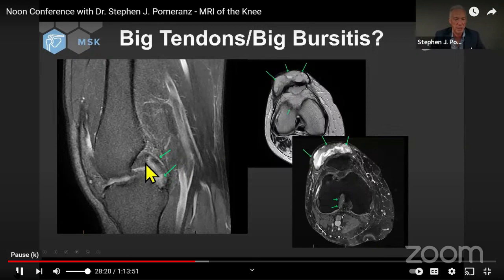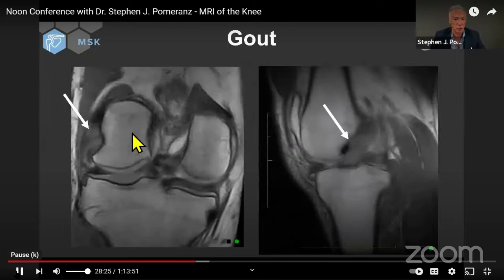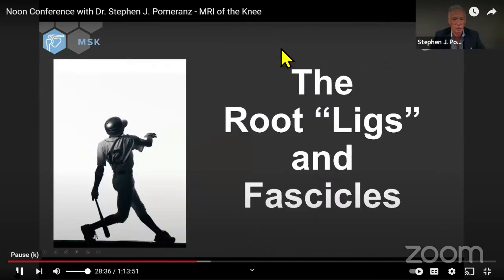He's got a big ligament. He's also got a big tendon. The popliteus tendon is buried in all of this inflammatory tissue, and the ACL is buried in all of this inflammatory tissue. No, this is gout. So when things don't match up, you've got to think a little bit obliquely to get to the right answer. And that patient had no trauma. And even if that patient had had trauma, I still would have been suspicious of the diagnosis of gout.